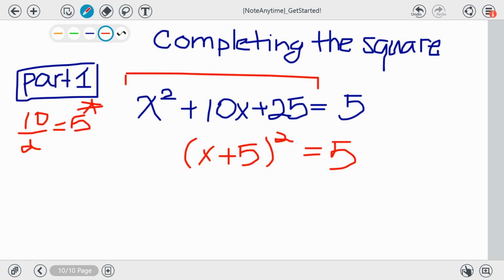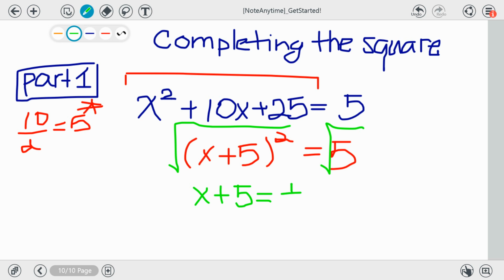Now remember, I didn't change the value of the expression on the left hand side. I just made it look a little bit different. And once I get here, I'm going to square root both sides of the equation. So I end up having x plus 5 is equal to plus or minus square root of 5. Don't you forget the plus or minus. It's very, very important for you to always have that on there.